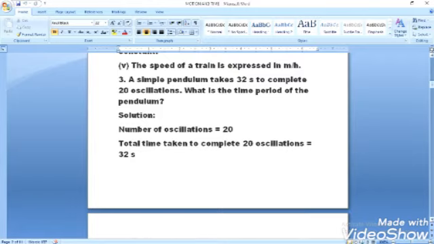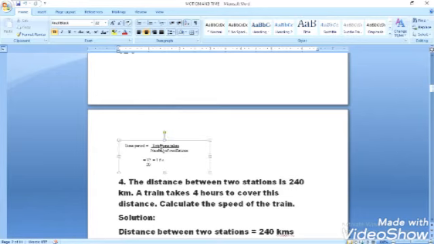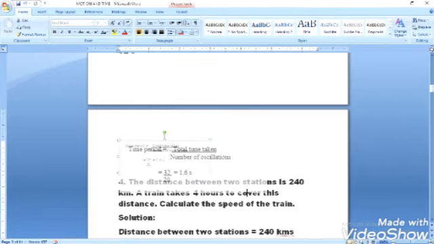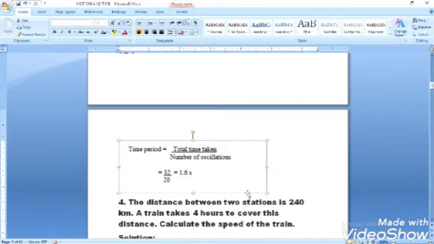Third one is a problem. A simple pendulum takes 32 seconds to complete 20 oscillations. What is the time period of the pendulum? What do you mean by time period? Yes, time taken to complete one oscillation. So here number of oscillations is given, 20 oscillations, and the total time taken to complete 20 oscillations is 32 seconds. So it is very simple to calculate. Time period is equal to total time taken divided by number of oscillations, which is 32 divided by 20, 1.6 second. Okay, it is very simple. Next one.